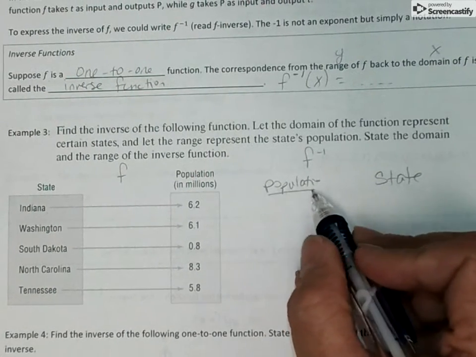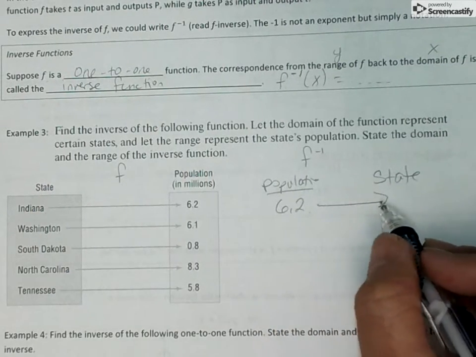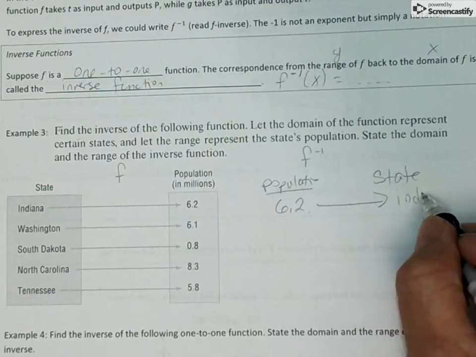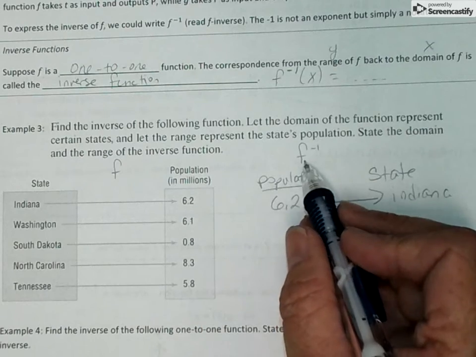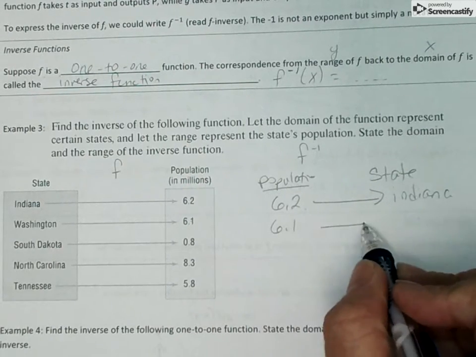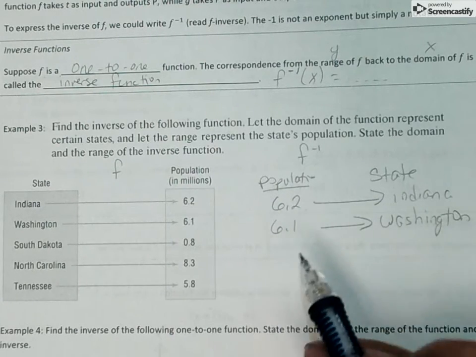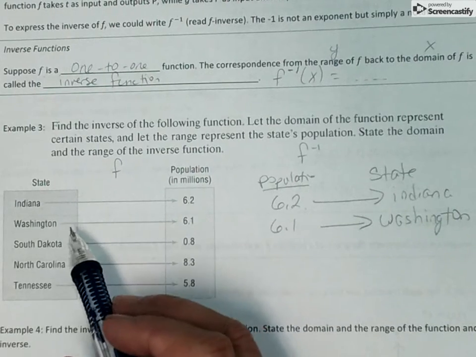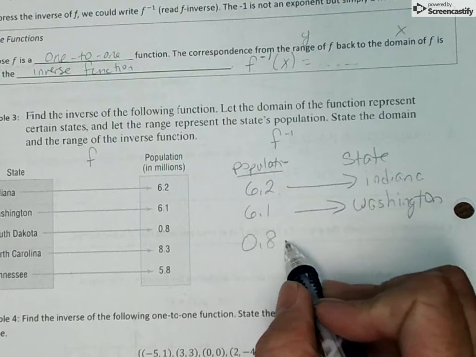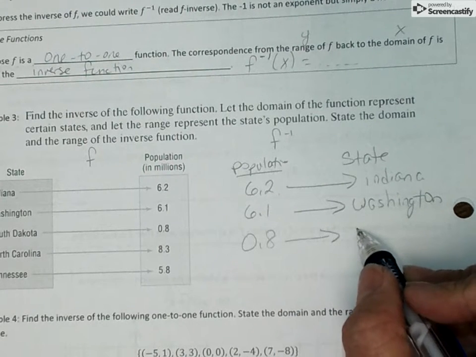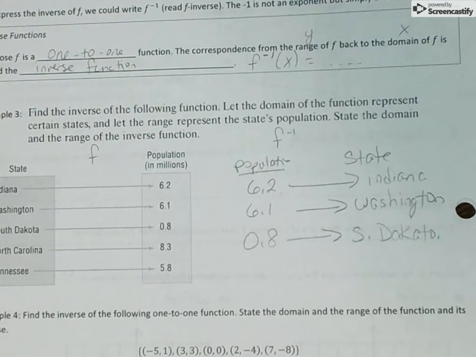So for instance, if I said the population was 6.2 million, F inverse is going to tell me that that must be Indiana. If I tell my inverse function that the population is 6.1, it's going to tell me that the state must be Washington. So it gives us back what we originally started with over here. Likewise, if we said the population was 0.8 million, my inverse function would say, well, the state must be South Dakota then. And that would be true for every state here.